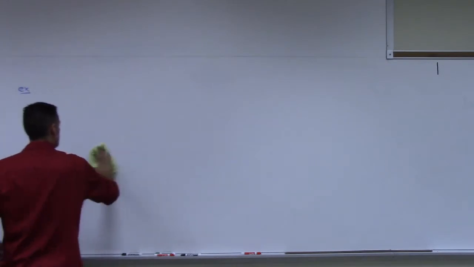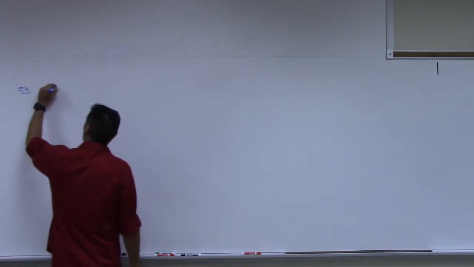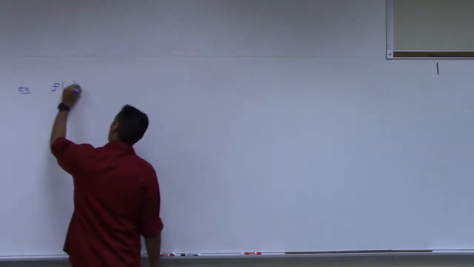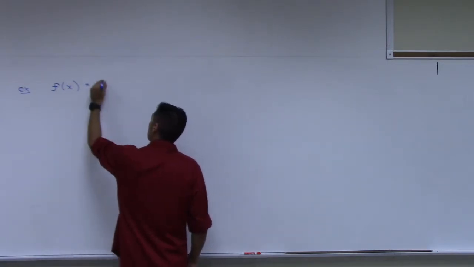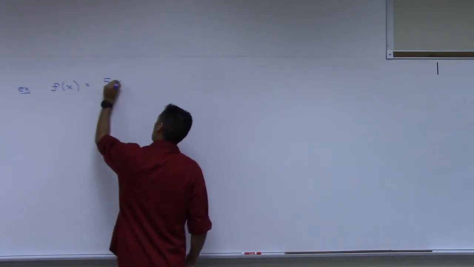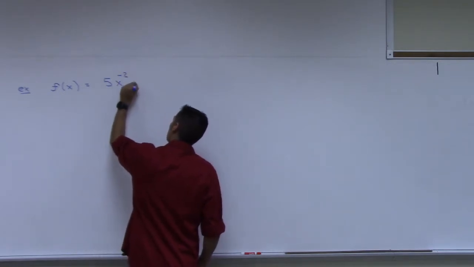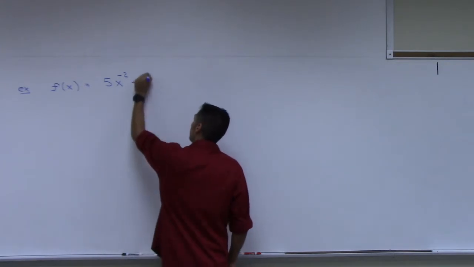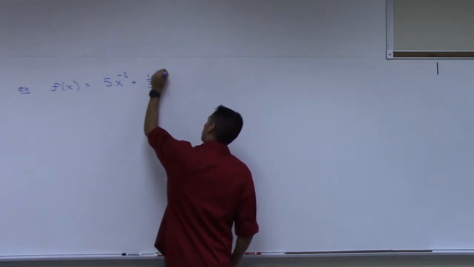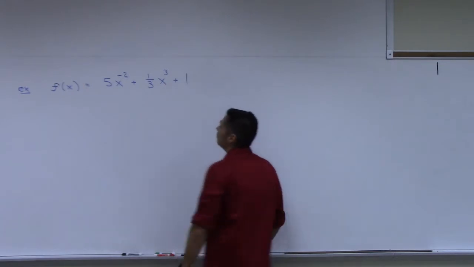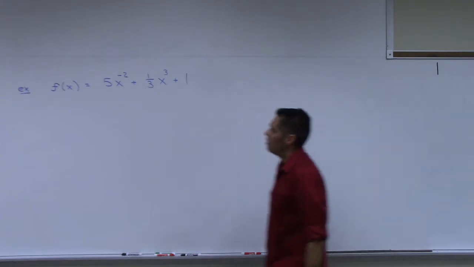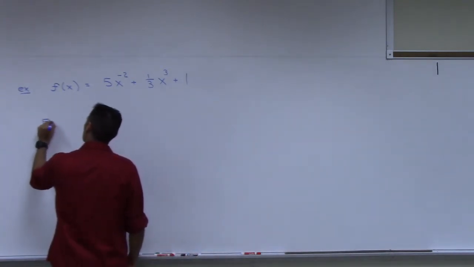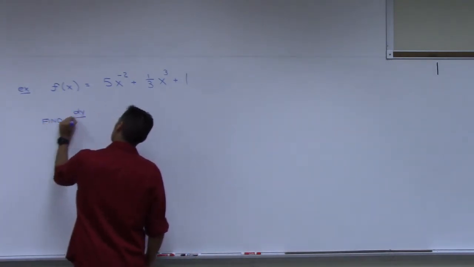Okay, so let's do this example here. How about this? Let's let f of x be equal to 5x to the negative 2 plus 1/3 x cubed plus 1. I would like for us to find dy dx.